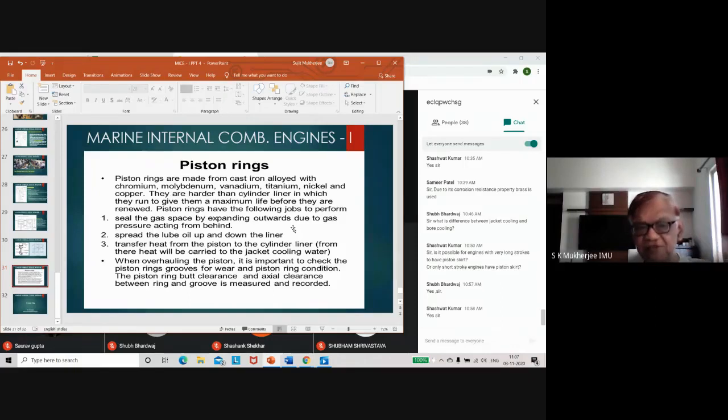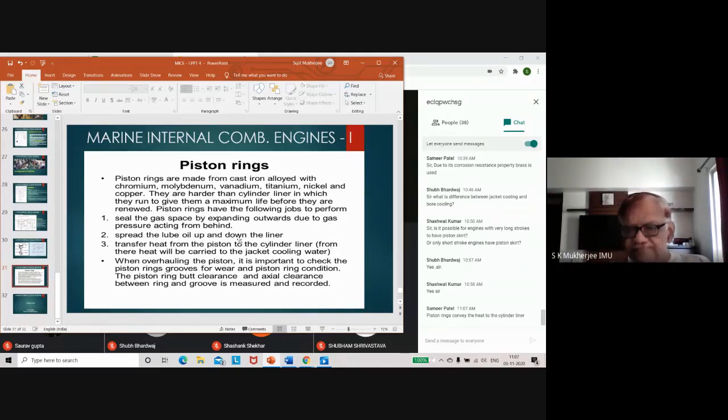The next function of the piston ring is to spread the lubricating oil up and down the liner wall surface. And the third function is to transfer the heat from the piston to the cylinder liner. From there, the heat will be carried to the jacket cooling water. You see, the piston does not touch the liner. It is the piston ring that touches the liner. So the heat from the piston, apart from being removed by the cooling water, also has some amount of heat distributed to the liner through the piston rings. But that is a smaller amount. The major part of the heat is removed through the cooling water.